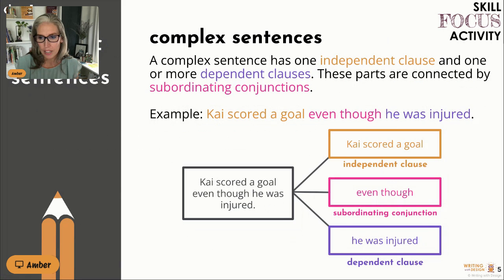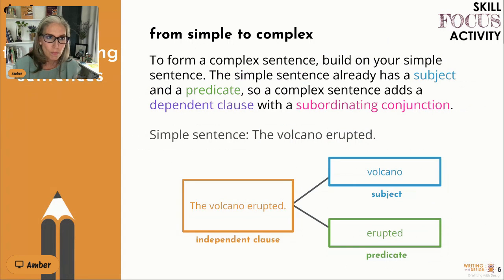So that subordinating conjunction, even though, gives us a clue as to what type of information is going to be coming, right? It's some kind of against the odds or despite, some kind of obstacle that could have kept him from scoring that goal.